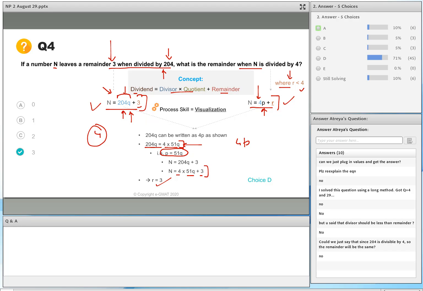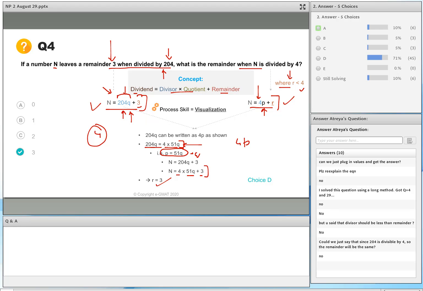In case this would have been 205q or something on that perspective, you would have written p is equal to 51q, and then you would have gotten another q over here per se, right? So that is something that I want you to do on your own, right? Again, very, very important. You need to make sure you divide this entire expression in terms of whatever divisor you have in the second expression.